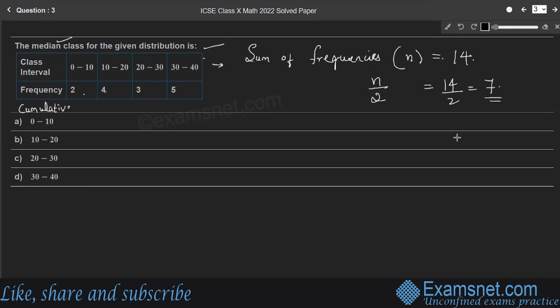Cumulative frequency. So first frequency is 2, so we'll write as it is. Next is 4. So next frequency is 4. Add the previous frequency, which is 2. So 2 plus 4 is 6.